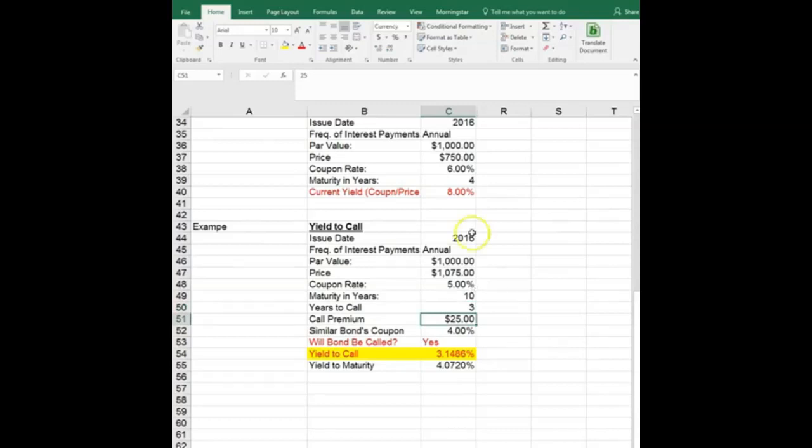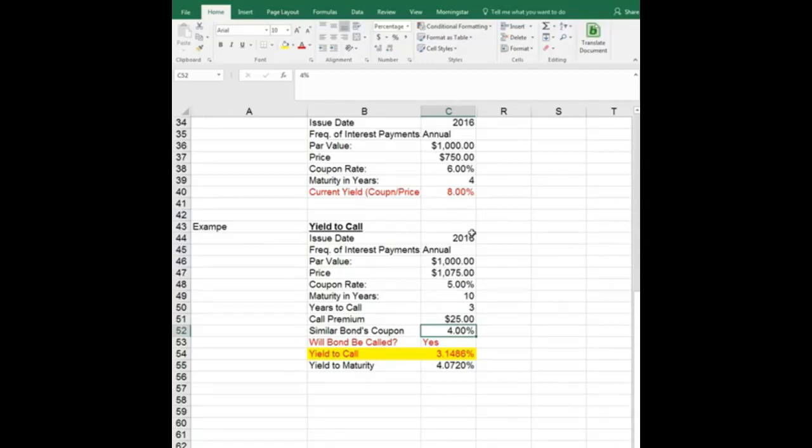So at maturity, this bond would pay $1,000 in 10 years. But if the bond's called, the bond will pay the par value of $1,000 plus the call premium of $25, or $1,025. And similar bonds have a coupon rate of 4%. So the first thing we have to ask, what's more likely? Are we going to get yield to maturity or yield to call?